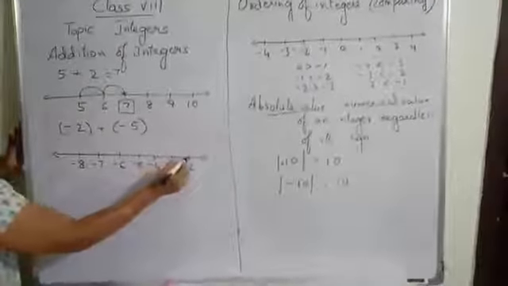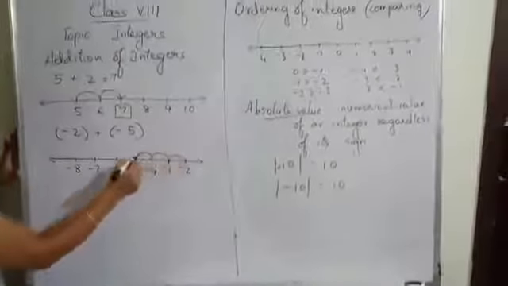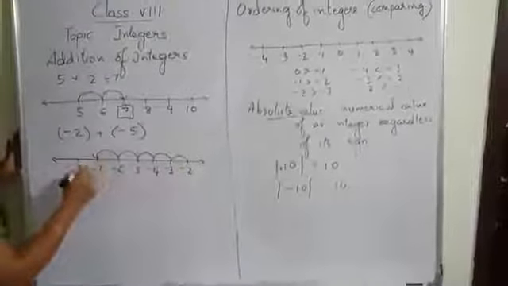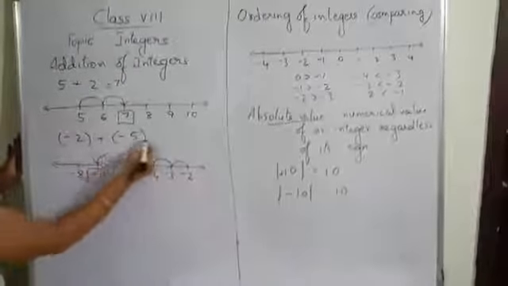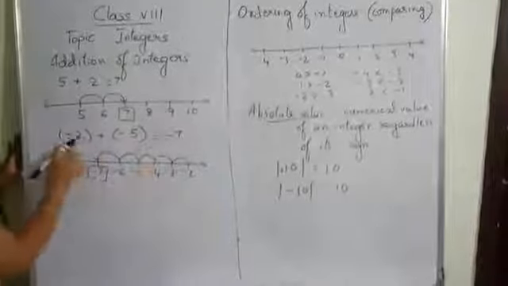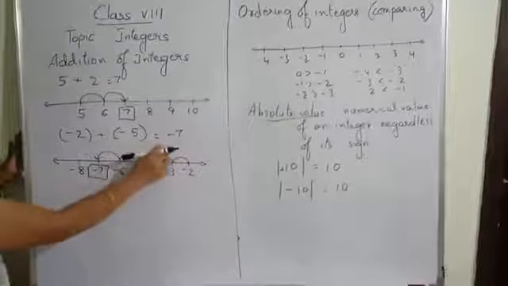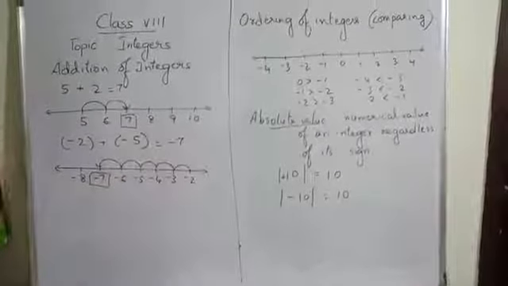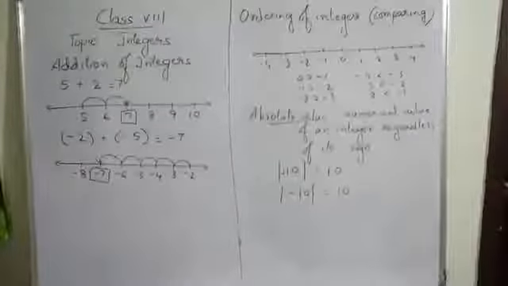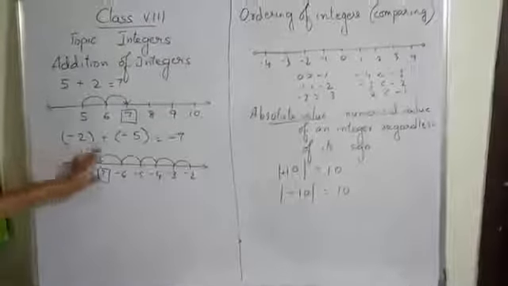Towards the left side 5 steps. 1, 2, 3, 4, 5. So what is the answer, children? Minus 7. Minus 2 plus of minus 5 gives you minus 7. When you take two positive numbers, you always get a positive answer. When you take two negative numbers, you get a negative number.